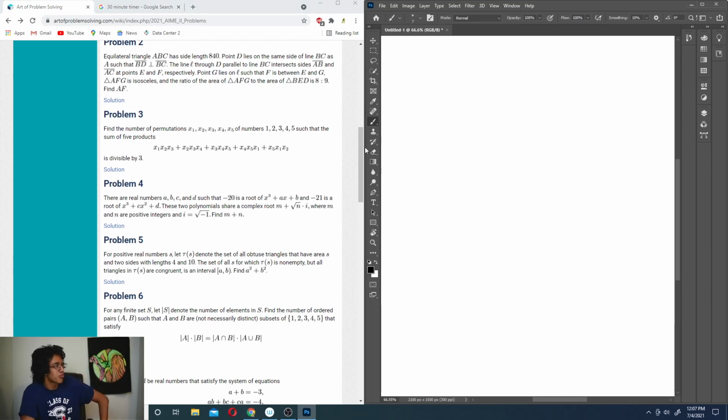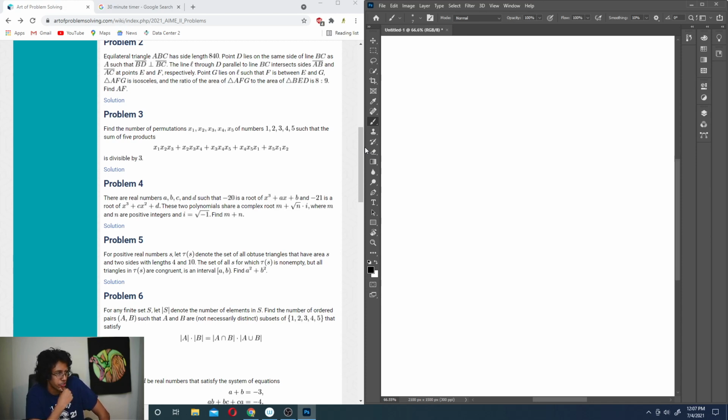Okay, find the number of permutations x1, x2, x3, x4, x5 of the numbers 1, 2, 3, 4, 5, such that the sum of the 5 products is divisible by 3. Okay. So that basically implies nothing. Wait, well, it does. Yeah, it doesn't really imply much right away.